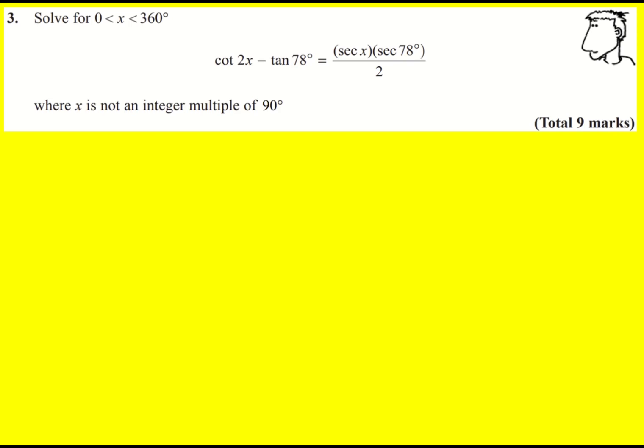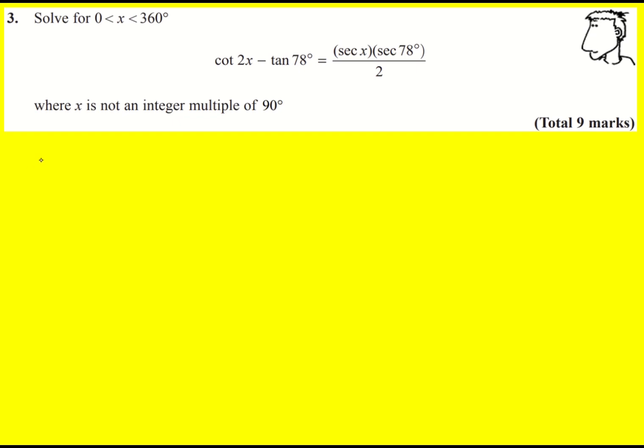An interesting trig question here, and I've got to be honest, I went down the wrong path a couple of times before finding the right route. So the first thing I'm going to do, we've got cot, tan, sec going on, and then we've got tan of 78 and sec of 78.